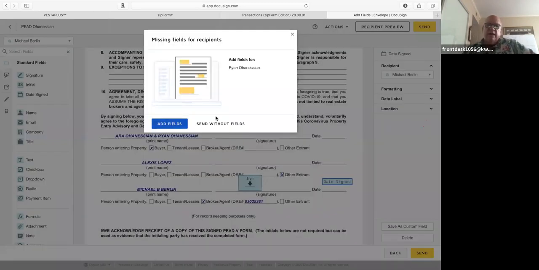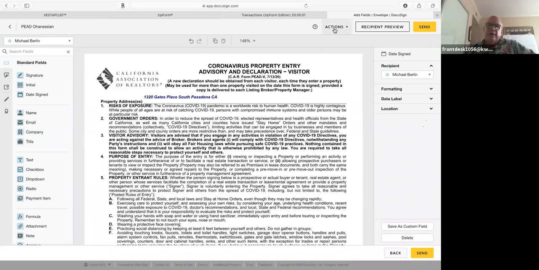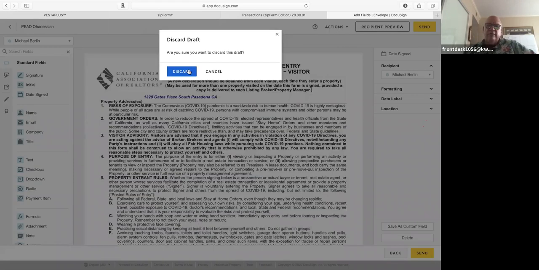So now it's saying I've got a problem. I didn't assign any fields to Ryan. So it's asking me to send it without fields. Well, I'm not going to do that because I don't want to alarm him. But it would go out to the parties, they sign it, and then it comes back. So now I'm just going to discard it because we don't need this. And that's it for today, unless you guys have any other questions.